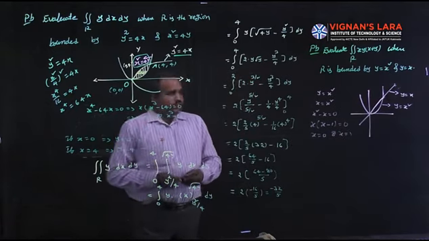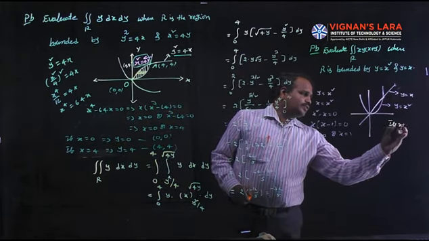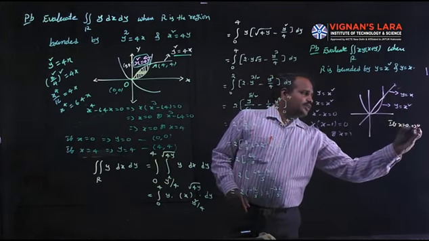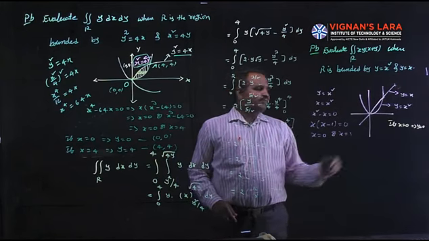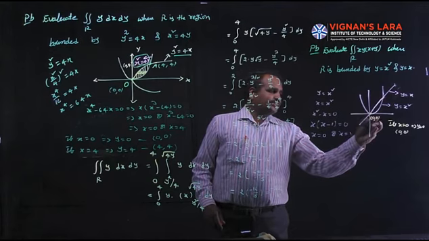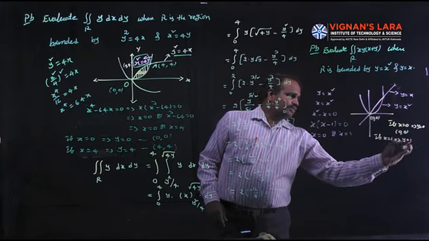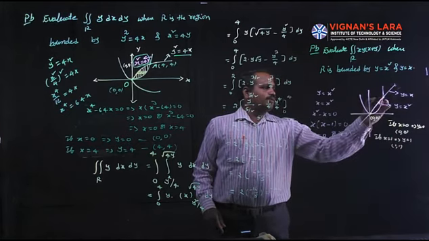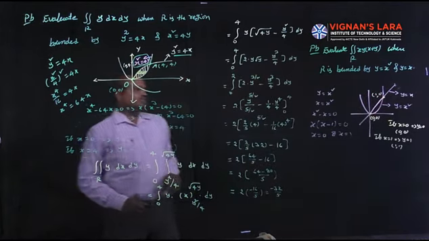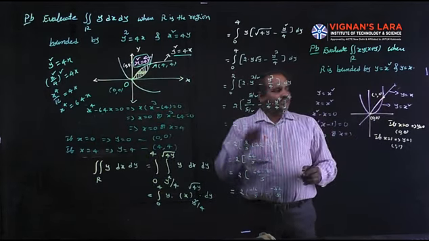So if x = 0, what is the value? If x = 0 in this curve equation, then obviously y = 0. x = 0 implies y = 0. The point is (0, 0). Another one: if x = 1, then y value is 1. So another point is (1, 1). So here the region is this one. This is y = x and this is y = x².